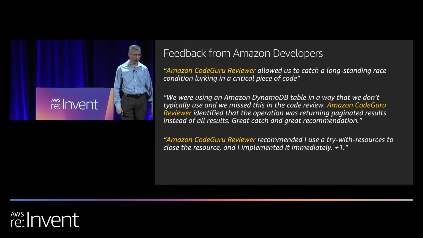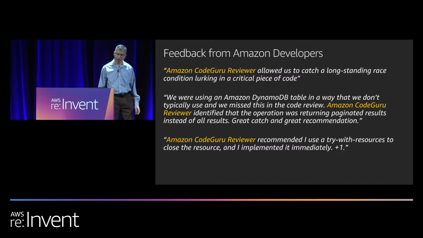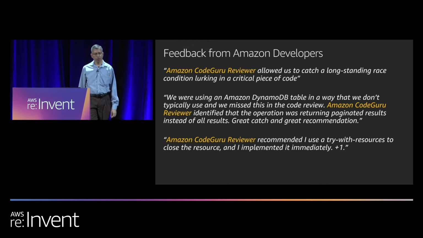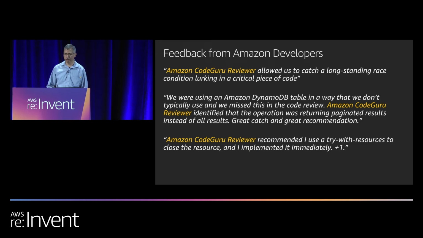Concurrency issues are hard to find, and CodeGuru Reviewer was able to find a long-standing concurrency issue in code. And the other one says that we weren't using DynamoDB appropriately, and actually this got missed in a code review, and the CodeGuru Reviewer was able to flag it, and it's a great catch and a great recommendation. And the final one relates to resource leak, and the developer says CodeGuru Reviewer recommended try-with-resources to prevent resource leak, and the developer implemented it immediately. So this is a small sample of the feedback we got from Amazon developers.